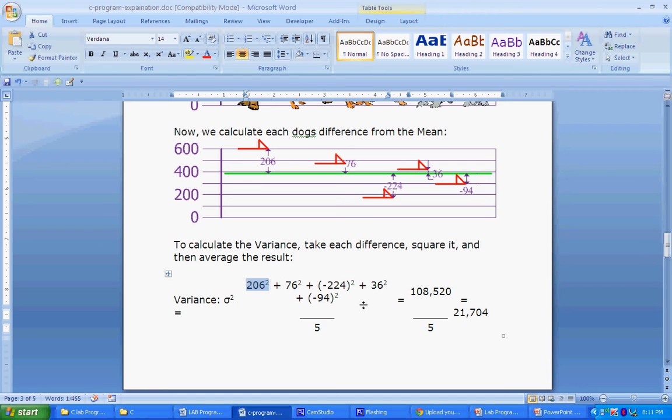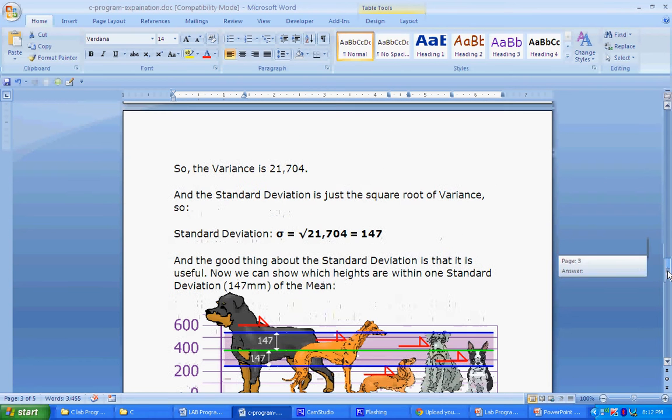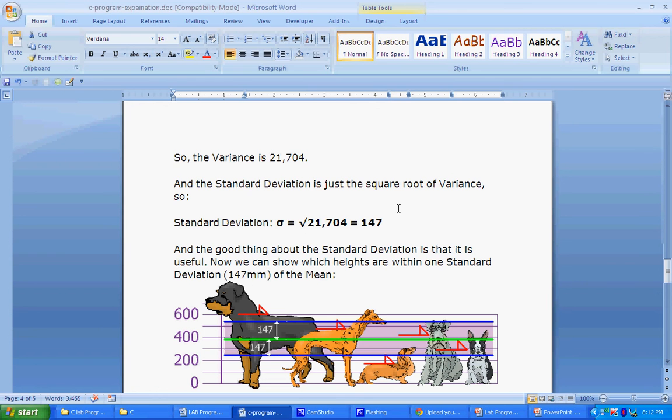Once I do the squaring, I have to add up all the values as it is done here, divided by 5. Then I get the value 21,704. This is called the variance value. Once I find the variance value, I have to go for finding the standard deviation. Remember, standard deviation is really easy. Standard deviation is just the square root of the variance value. The variance value I got was 21,704. When I take the square root of this, I get the value 147.